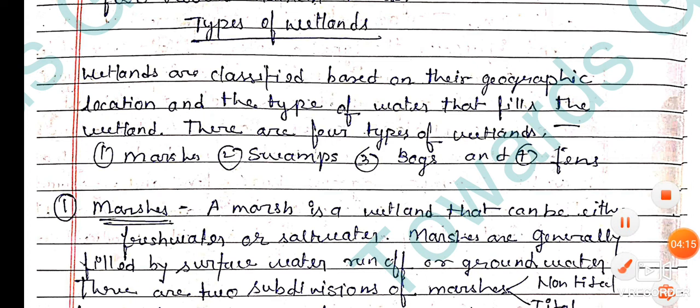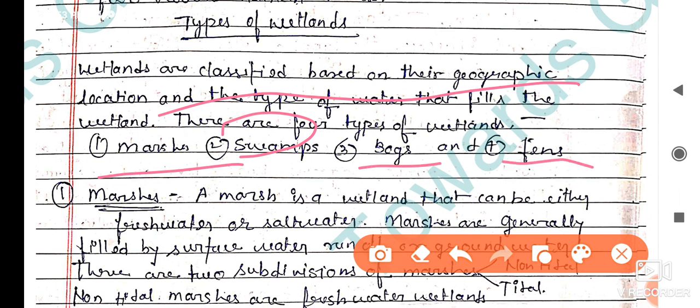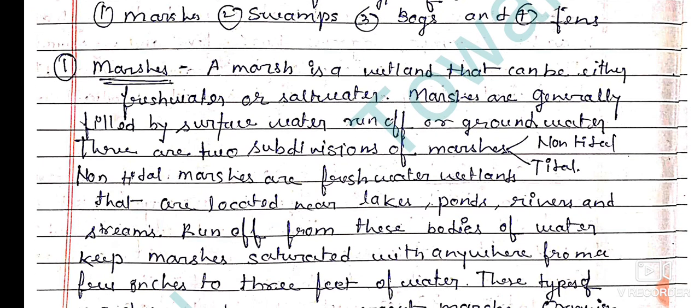वेटलैंड्स जो है वो 4 कैटेगरी में कैटेगराइज किए गए हैं: मार्शेस, स्वैम्प्स, बॉग्स एंड फेंस. इनको हम डिटेल में देख लेते हैं.